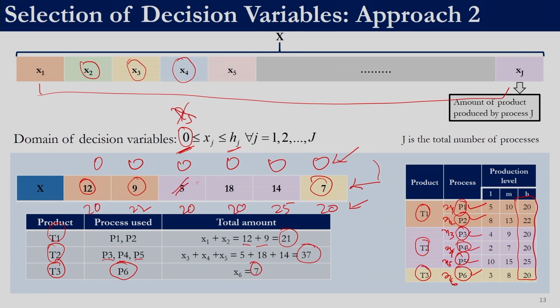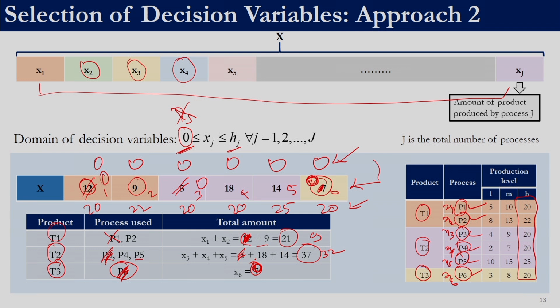So, let us say this was 0. That means P1 would go away, and this 12 would be 0. We will have only 9, and this 5 would go away, so process 3 would go away. So, this is process 1, process 2, process 3, process 4, process 5 and process 6. This will be 18 plus 14, which is 32, and this stays. Had this also been 0, then process 6 is not used, and the amount of T3 produced is 0.